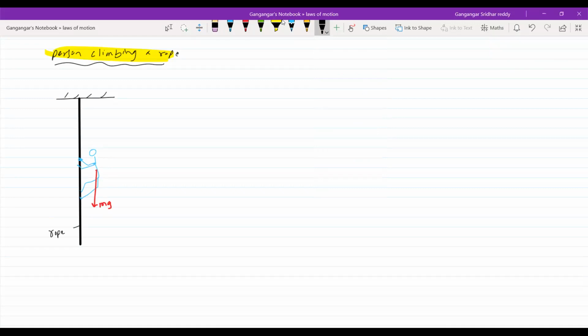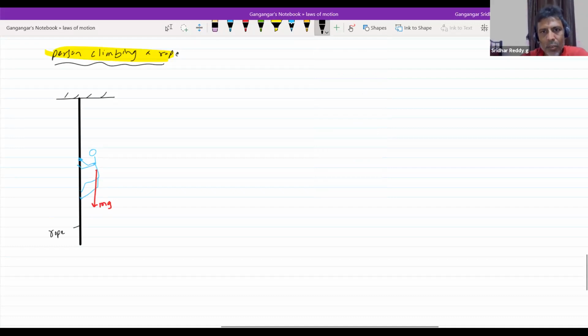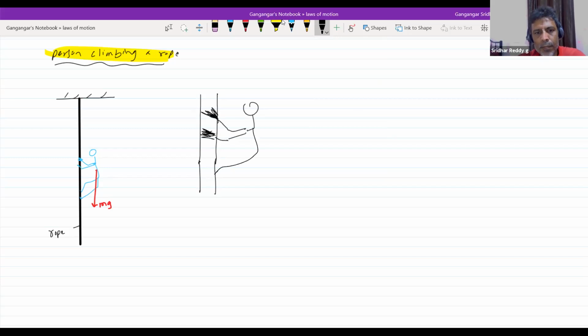Okay, now let's draw the rope here. There's a rope, only a part of the rope. Let me show you. These are his fingers, only with respect to fingers. These are the fingers here. Now there's a rope. What actually happens to him? I'm just magnifying it here. So his weight will act.